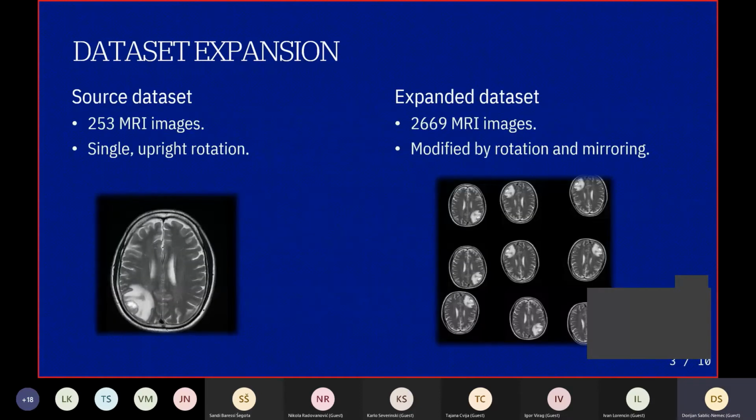Here we can see the mentioned dataset expansion. Each image was rotated and mirrored in multiple combinations and then exported to a new dataset image. We can see the source dataset was 253 images, and the expansion resulted in over 2,000 images, which is great for training. These transformations were done by OpenCV's functions in Python, of course.